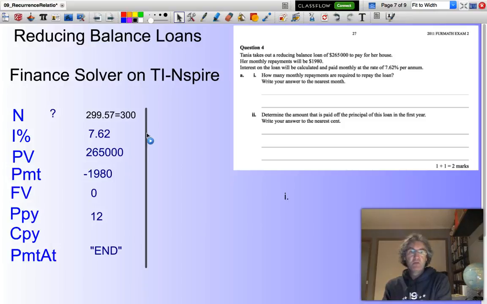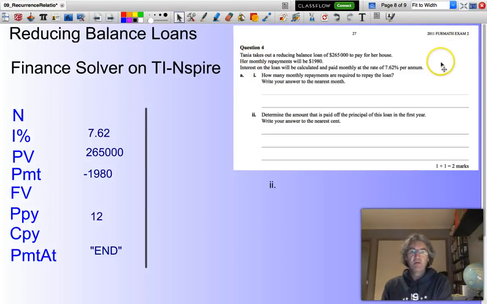Now, the next part is I need to determine the amount that is paid off the principal in the first year. For part 2 of this question, I need to determine the amount that is paid off the principal of this loan in the first year. Write your answer to the nearest cent. Well, these values have not changed. Interest rate still the same, present value still the same, payment still 1980, still 12 payments per year.